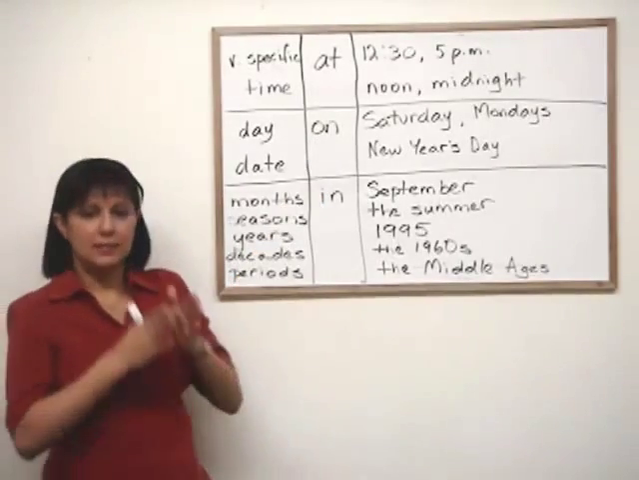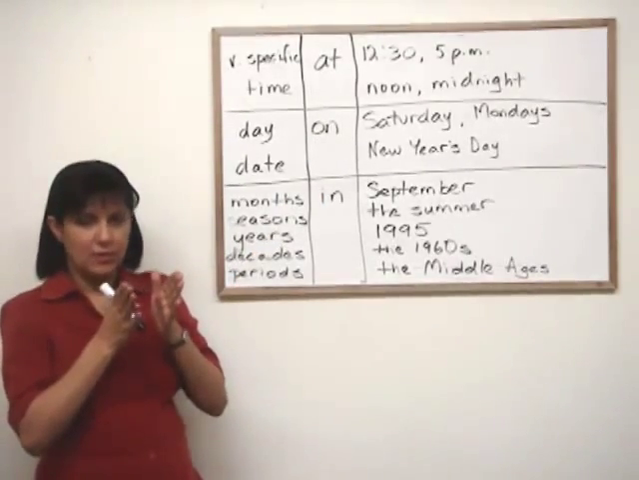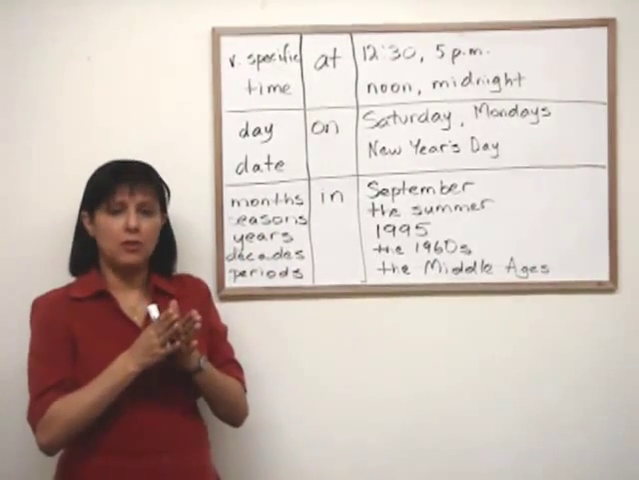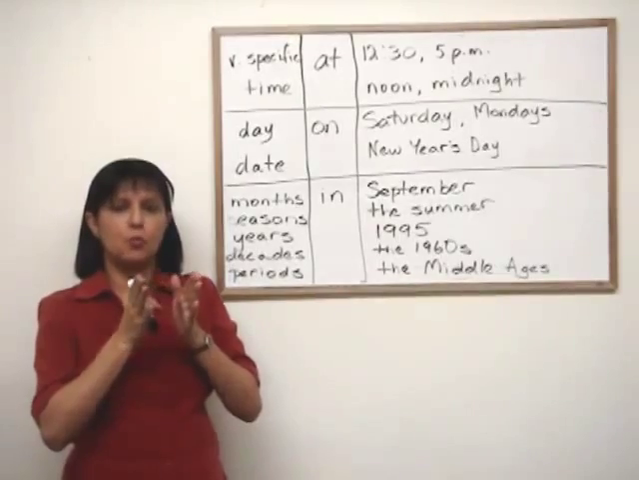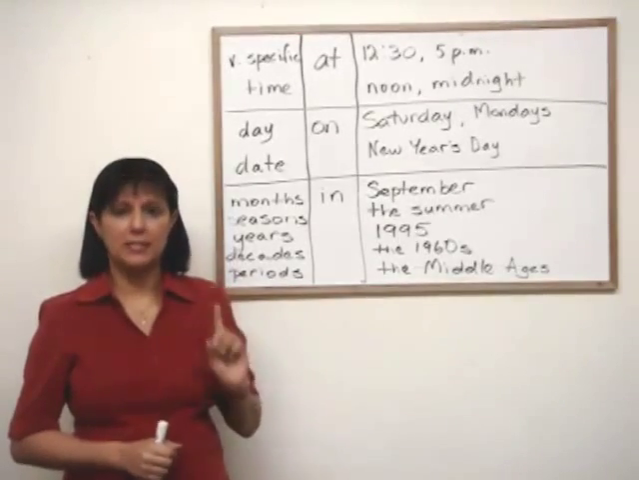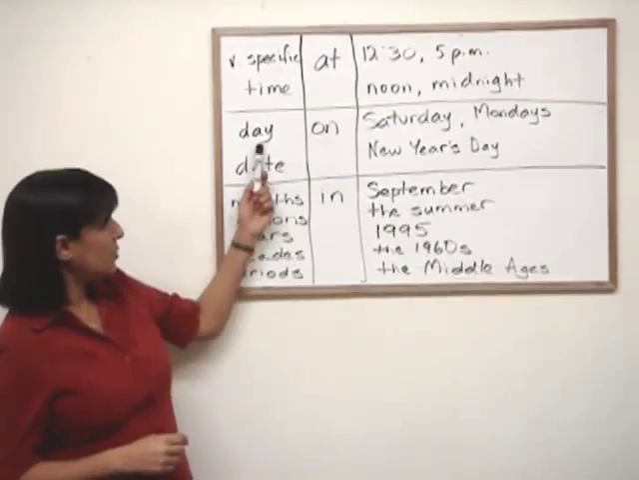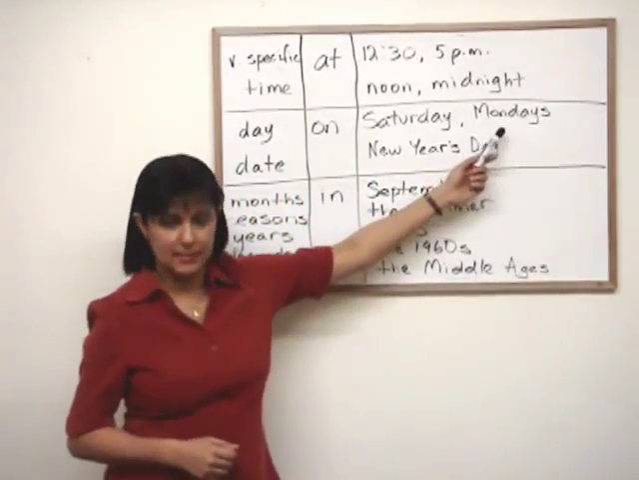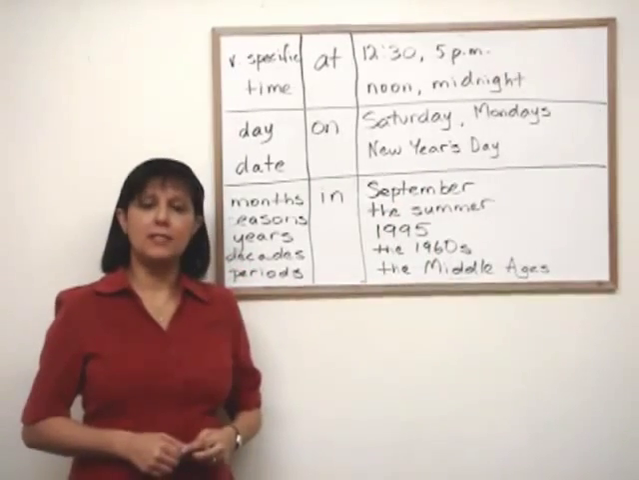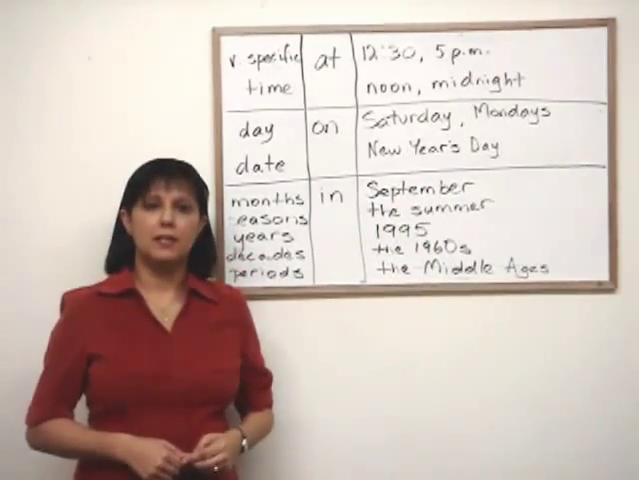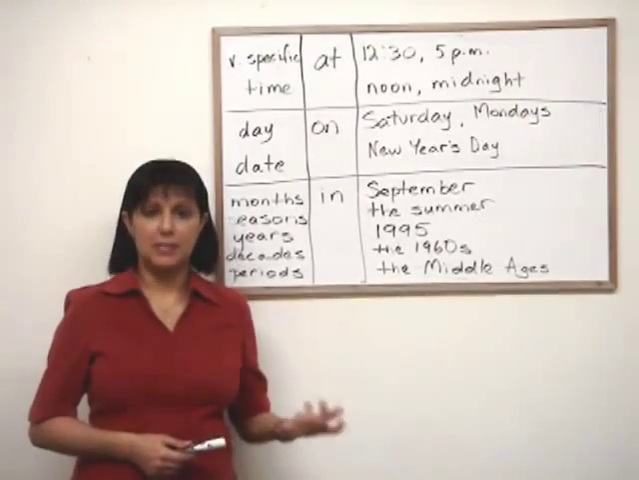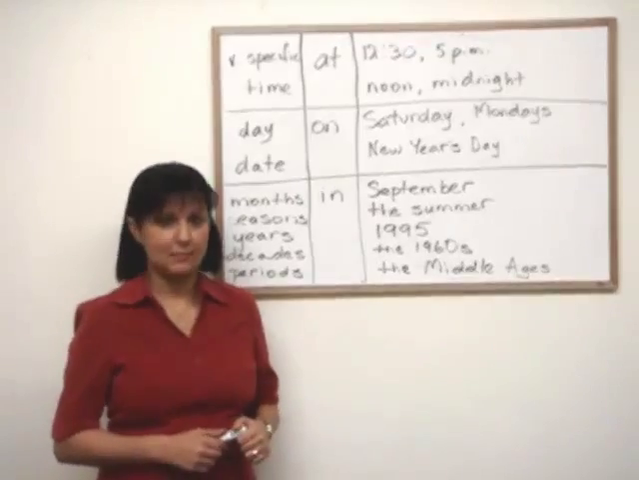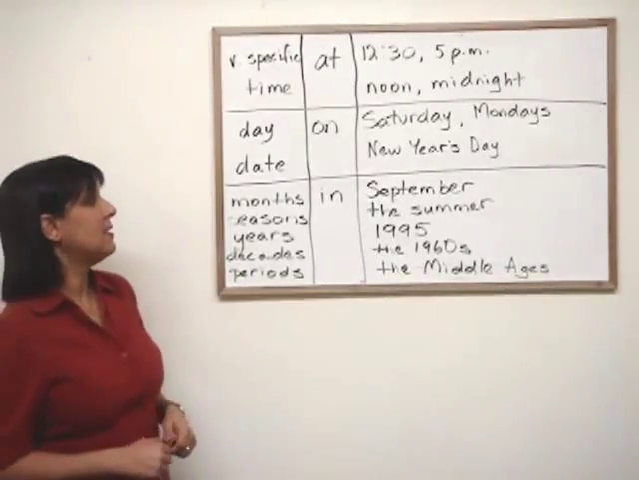The second one is a little bit wider than at, not as specific, but not very broad. So we use on for something that represents one day or one date. For example, we can say on Saturday, on Mondays. You can say on Mondays. For example, my yoga class meets on Mondays. That's how we use that, but it still represents one day, in essence. All right.